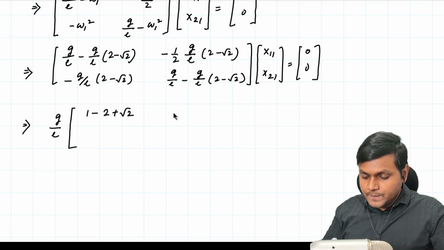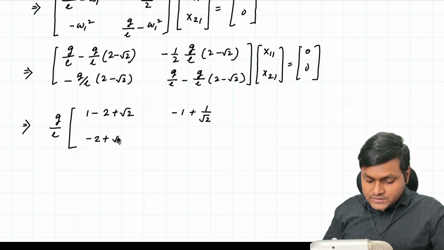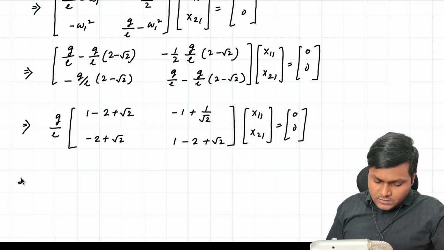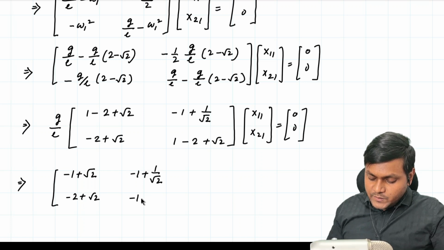Here you'll have minus 1 plus 1 upon root 2. Here you'll have minus 2 plus root 2, and here you'll have 1 minus 2 plus root 2. Further simplifying, I'll end up simply getting minus 1 plus root 2. This is minus 1 plus 1 upon root 2. This is minus 2 plus root 2. And this is minus 1 plus root 2.